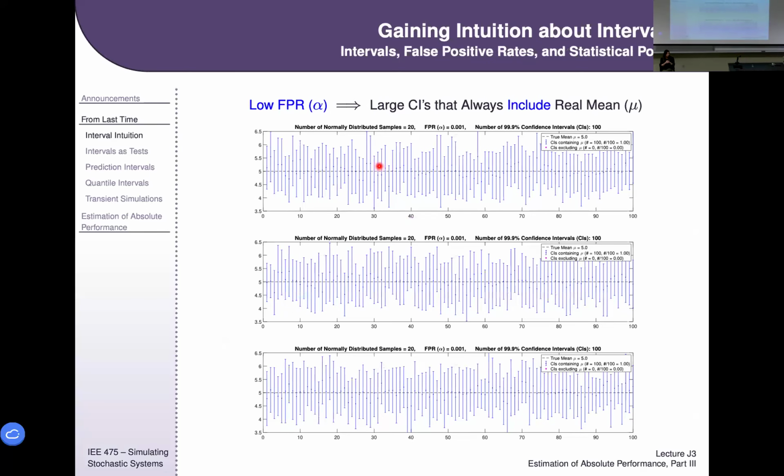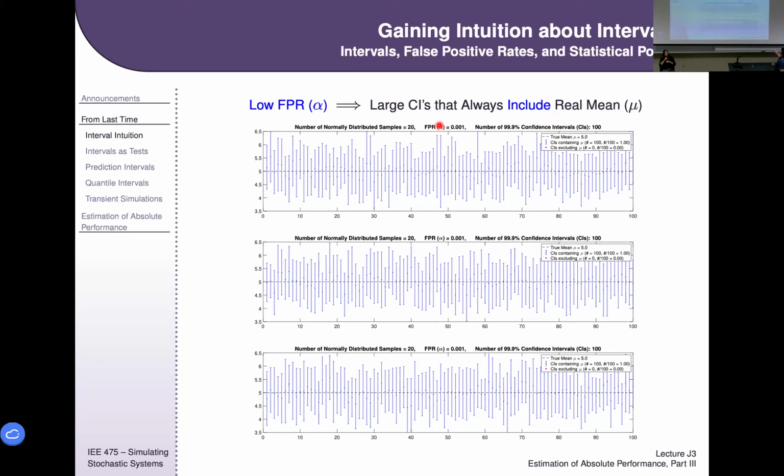So I've done that 3 different times here. All 3 of these are the same, but this is basically 300 replications of the experiment instead of 187. And I just did these 100 separate from these 100, separate from these 100, just so I could highlight that the idea here is that large confidence intervals always include the real mean.